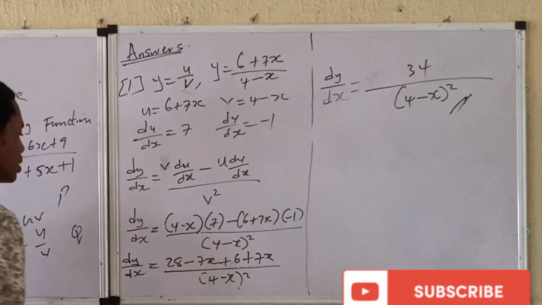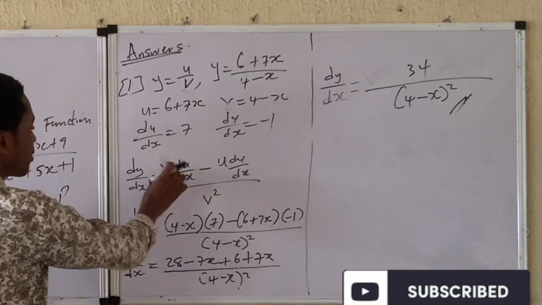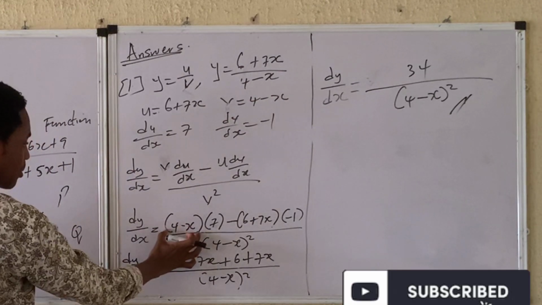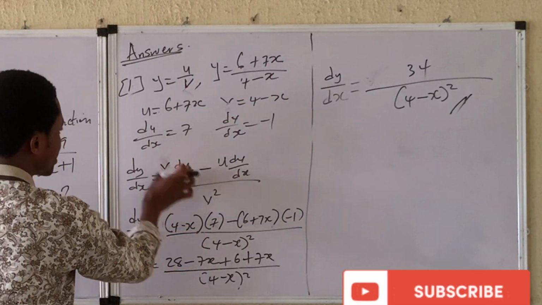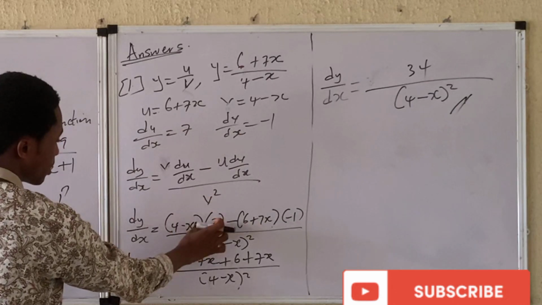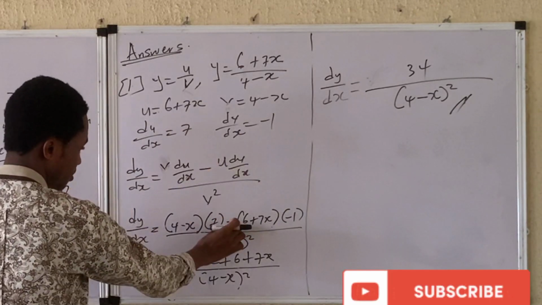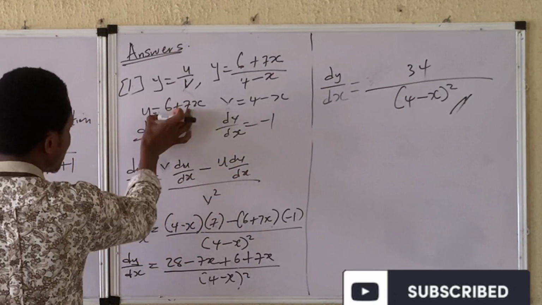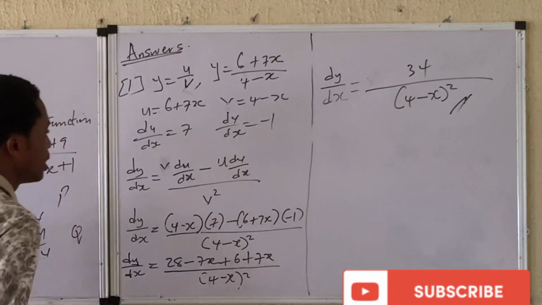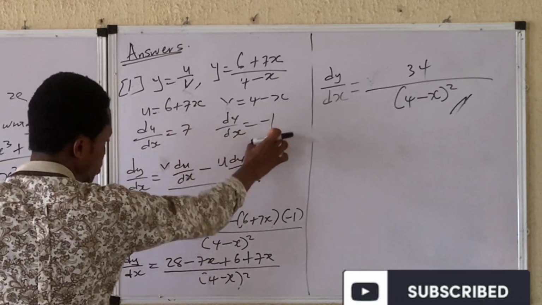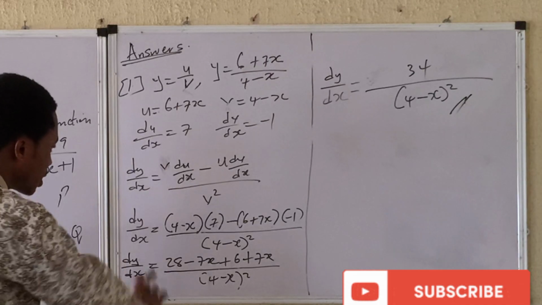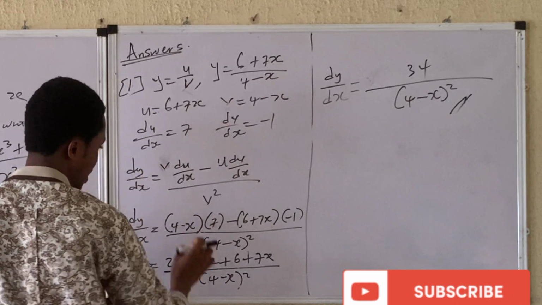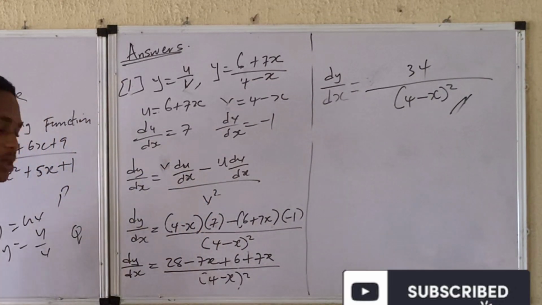Now dy/dx equals, where is our v? Our v is 4 minus x, the 4 minus x here. Our du/dx, the 7, we bring it down here. The negative sign remains the same, our minus sign. Now where's our u? Our u is 6 plus 7x, that's our 6 plus 7x here. Our dv/dx is minus 1, this is our minus 1 here. All over v squared, which is the denominator, 4 minus x, all squared. This is the square we have here.